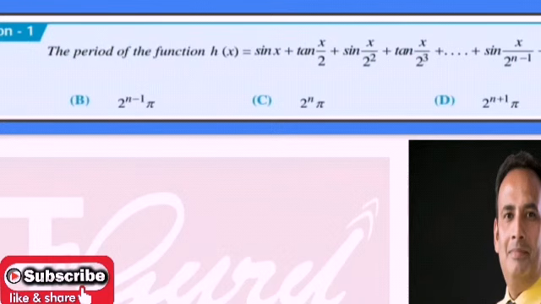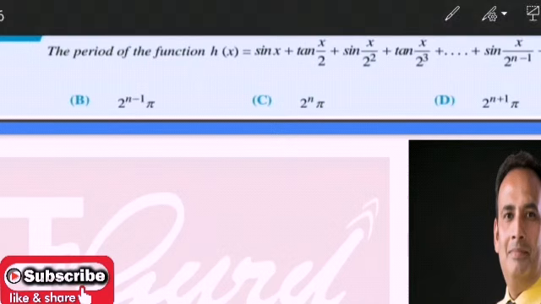Try it and solve it yourself. If unable to solve, then go to the solution in this video. You can pause this video and try yourself first. Now let's see.